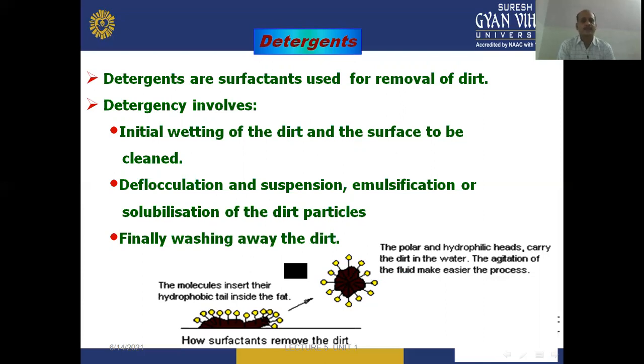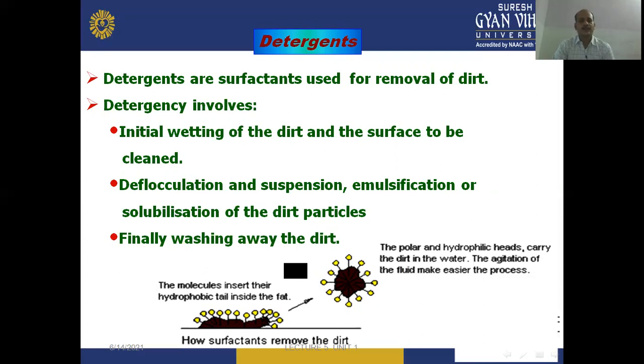So when we define detergents, these are surface active agents which are used for removal of dirt. So detergents are chemicals or materials. They are surfactants. They can be used for removal of dirt or debris from the surface. And they not only remove the dirt, but they can also be useful for providing shine and gloss to the surface. So detergents are surfactants used for cleaning purposes.